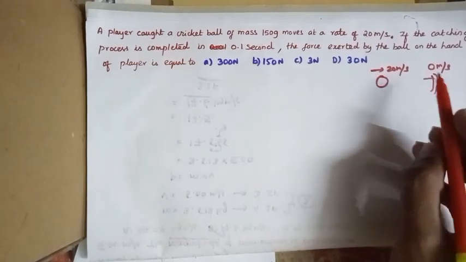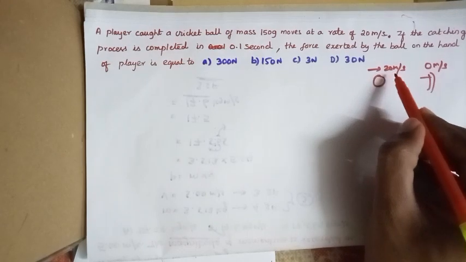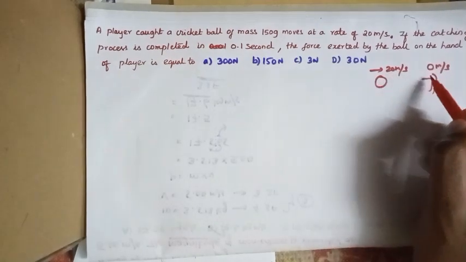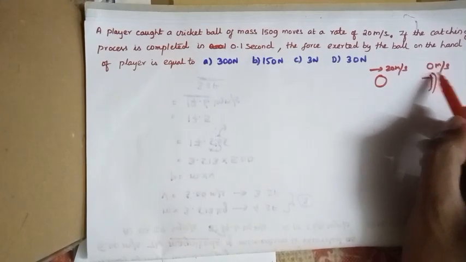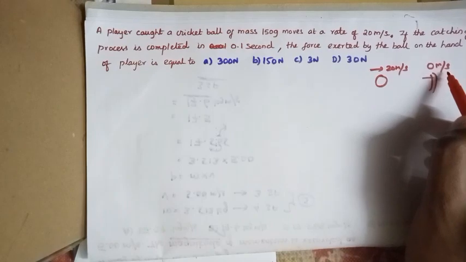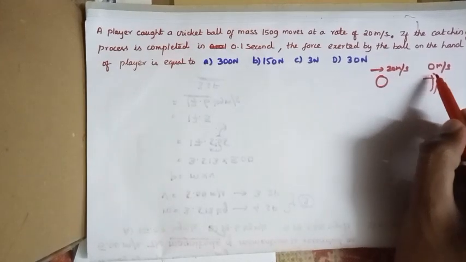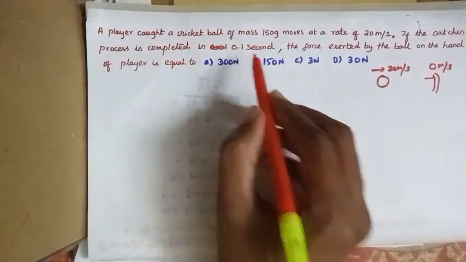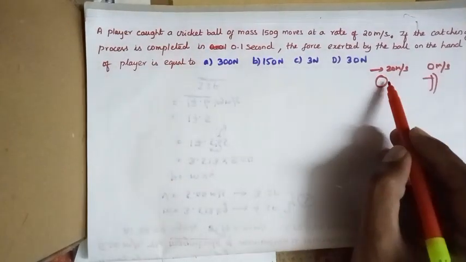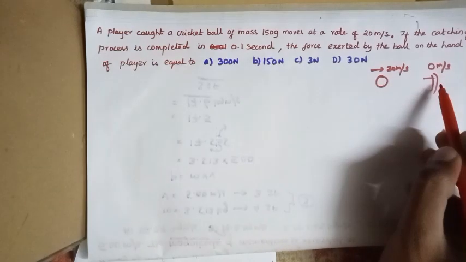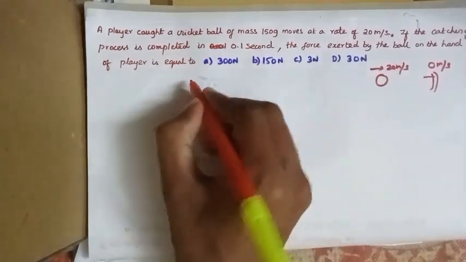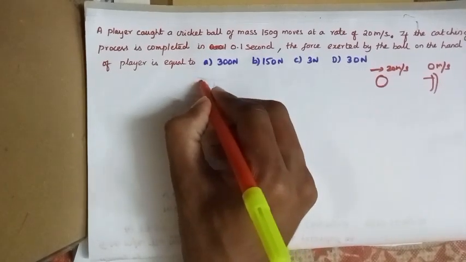Let me explain this question again. A ball is moving at a speed of 20 meter per second. A player catches it. At the moment he catches, its velocity reduces to 0 meter per second. This speed reduction takes only 0.1 second. With this data, we have to compute the force exerted by the ball on the hand glove of the player. First, note down the given values.